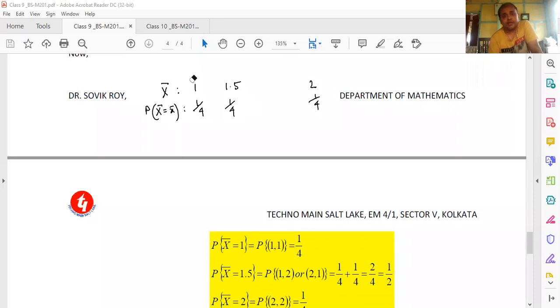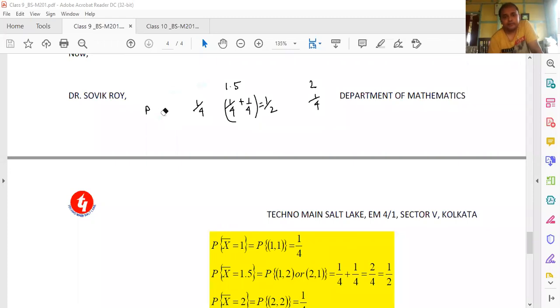So actually X bar has 1, 1.5 and 2, but 1.5 can occur in how many ways? It can occur in two ways, each with probability 1/4. So the probability of getting 1.5 is actually half. So my values of X bar are 1, 1.5 and 2, and their respective probabilities are 1/4, half and 1/4.